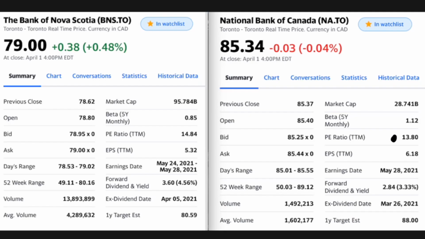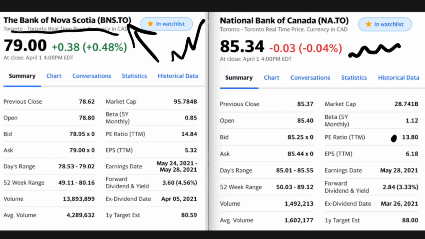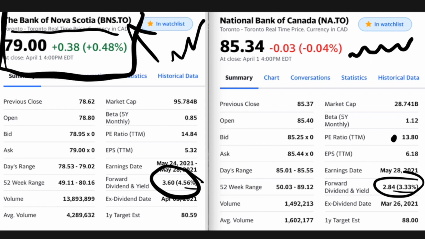So are people buying the Bank of Nova Scotia because it's cheap? Probably not. They are probably expecting the Bank of Nova Scotia to have higher earnings in the future, and the National Bank of Canada to not have as many high growth earnings in the future. And we can tell that by looking at the forward dividend as well. The forward dividend for the Bank of Nova Scotia is 4.5%, while the National Bank of Canada is 3.3%. And to me, that's a good indicator as to where these stocks might be in a few years.